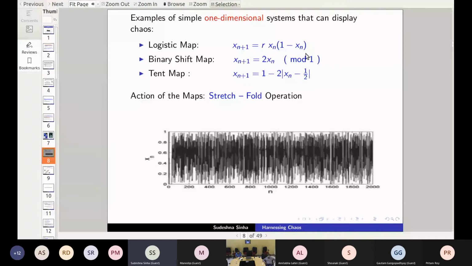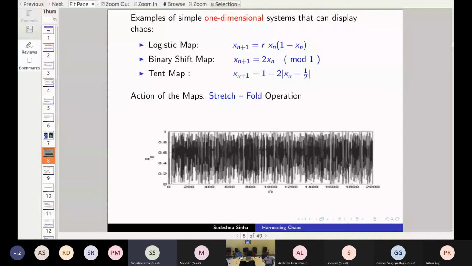And this one is actually as if it is made out of two linear parts. So it's 2x, but mod 1. So you cut whatever comes out of the interval 1 and you paste it back into the interval. So it's like two lines. So it's piecewise linear. And the second one, it's written like this.